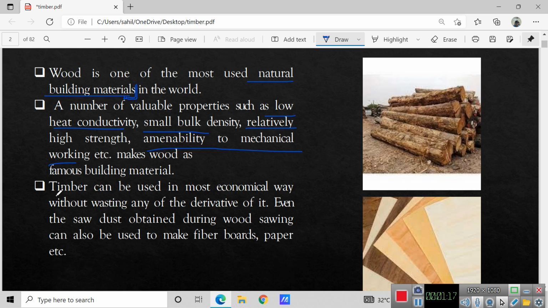Now, it can be used in the most economical form also, as none of the parts of the wood goes to waste. Even the bark of the wood is used as fuel in kacha homes, and the sawdust of the wood is used to make fiber boards, paper, etc. And it is even used in insulating. It acts as an insulator in poultry farms.